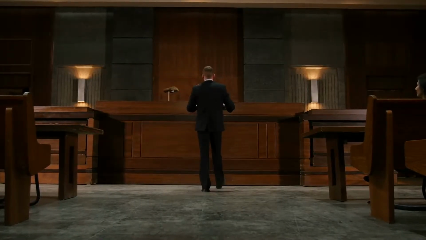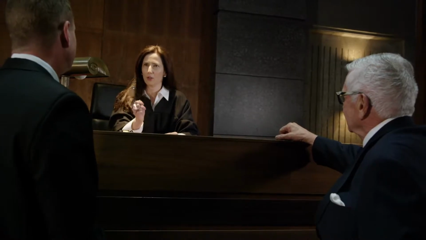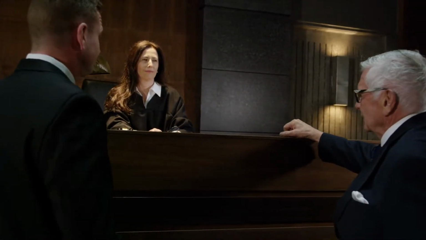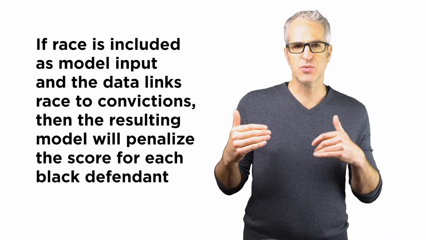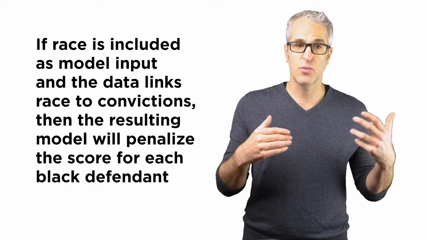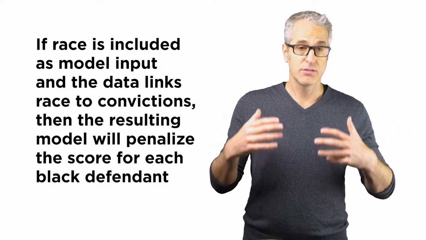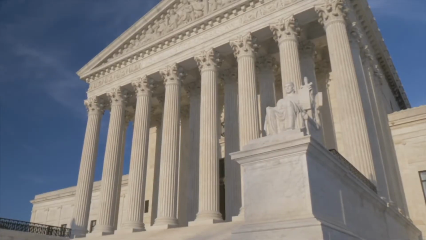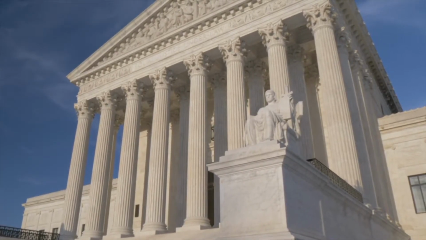For example, in predictive policing for informing pretrial release, parole, and sentencing decisions, the model calculates the probability, the risk, of future criminal convictions. If race is included as a model input and the data links race to convictions, showing that black defendants have more than white defendants, then the resulting model will penalize the score for each black defendant just for being black. Equitable decisions by such models are all the more important as new laws in the US mandate a heavier reliance on algorithmic decisions for criminal defendants. Some machine learning experts, even in machine learning fairness specifically, advocate for discriminatory models.